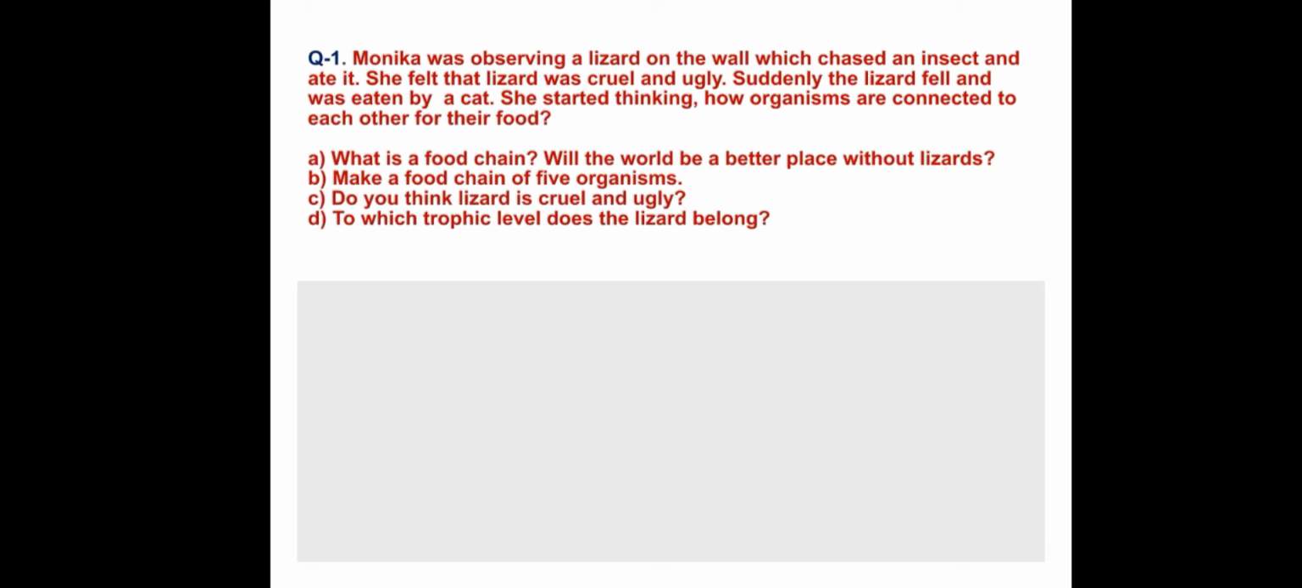Question A. What is a food chain? Will the world be a better place without lizards? Question B. Make a food chain of 5 organisms. Question C. Do you think lizard is cruel and ugly? Question D. To which trophic level does the lizard belong? Let's see the answer.